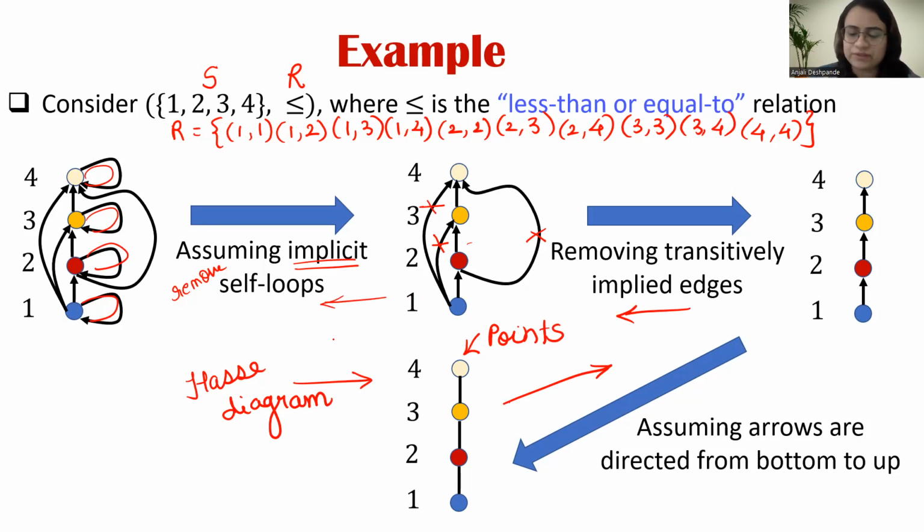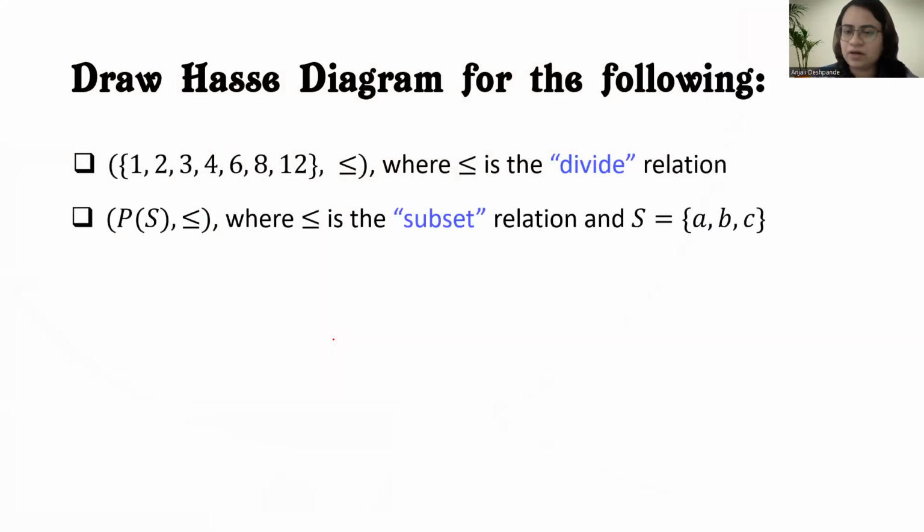Okay, so this was an example. Now you can try drawing the Hasse diagrams for these examples. First is the divides relation on the set S. Second is the subset relation. The set is ABC, and the poset under consideration is the power set of this set S. Pause the video and try to draw the Hasse diagram for these.